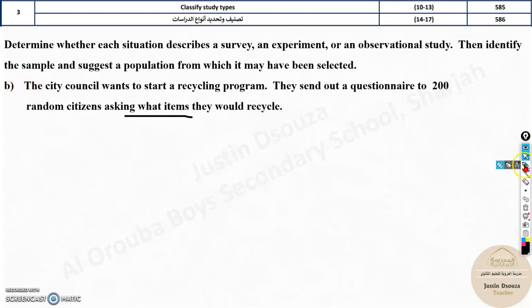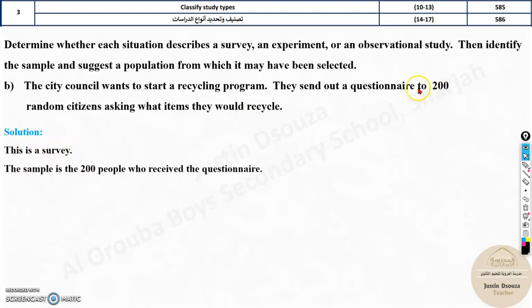Now here a city council wants to start a recycling program. They send 200 questionnaires. Class, if you see a questionnaire, it is a sample. 200 random citizens are asked what items they would recycle. This is a survey. Whoever got the questionnaire is the sample: 200 random citizens, 200 people. All the citizens of the city are the population.